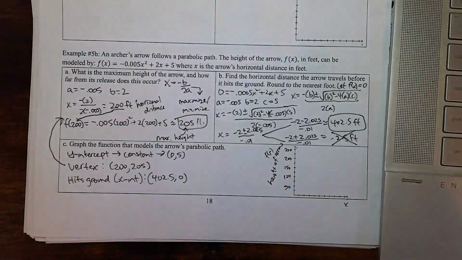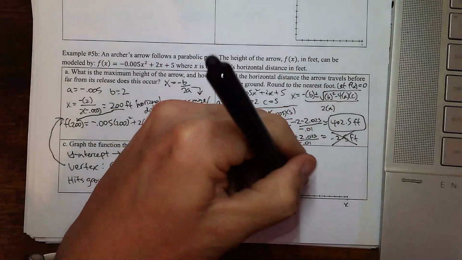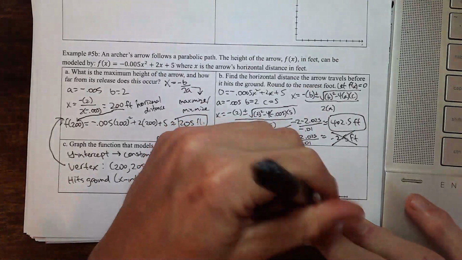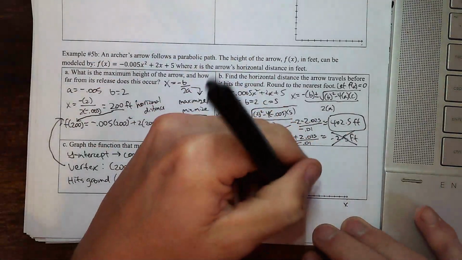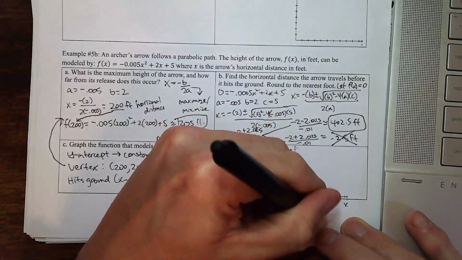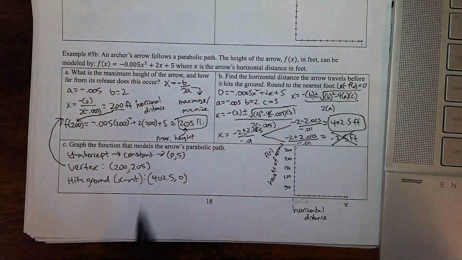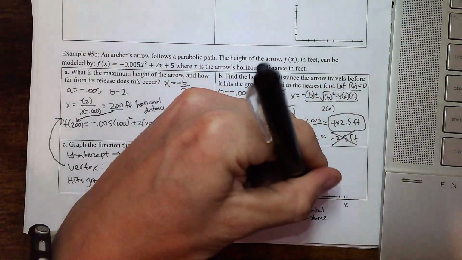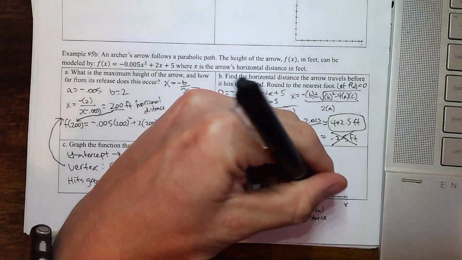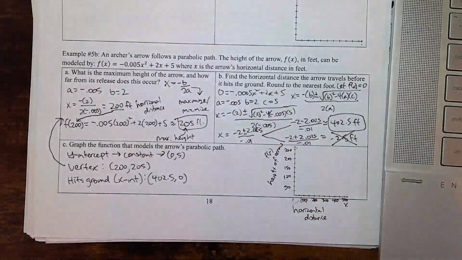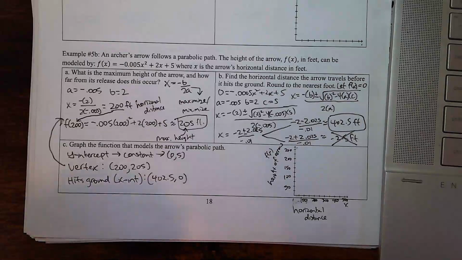And then your x over here is your horizontal distance. I wrote that too close because I'm going to need to put numbers there. The horizontal distance. And so my highest one's 402.5, so I need to go to at least that. I'm going to go by 50s here. 300, 400, 500. Okay. So I'm going to plot the y-intercept, which is 0, 5.